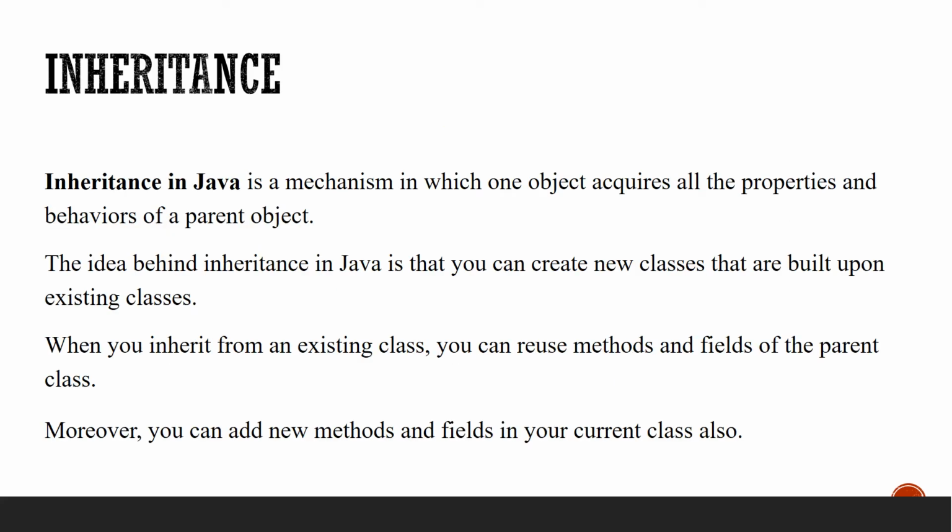Coming to the definition of inheritance and where inheritance is used in Java, see here, inheritance in Java is a mechanism in which one object acquires all the properties and behavior of a parent object. As I said before, if there is one class called A, and there's another class called class B, and this class acquires the properties of this class, then it is called inheritance.